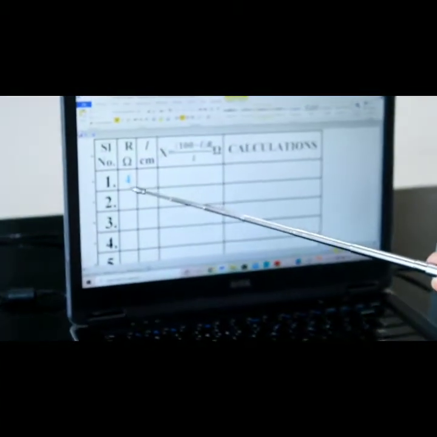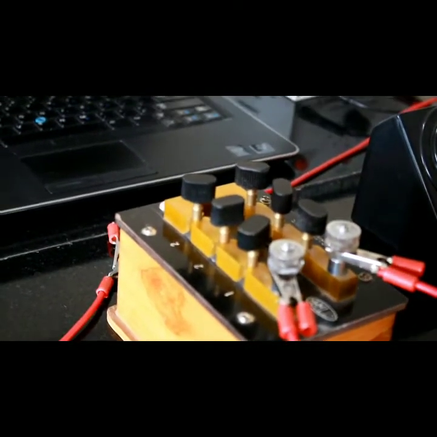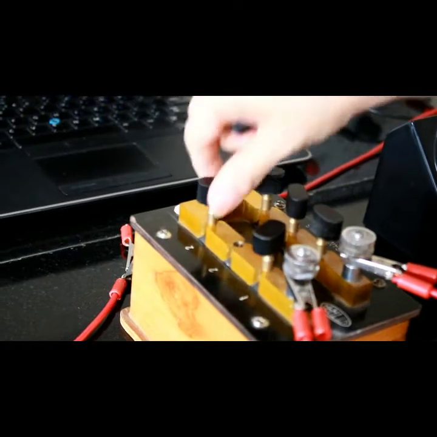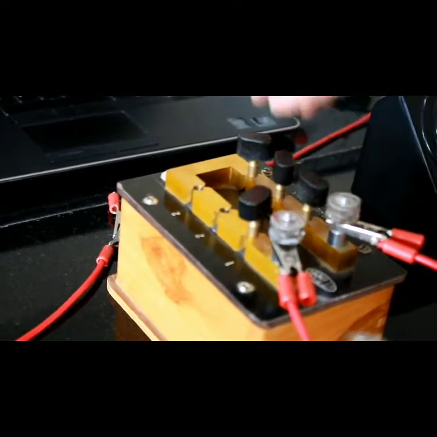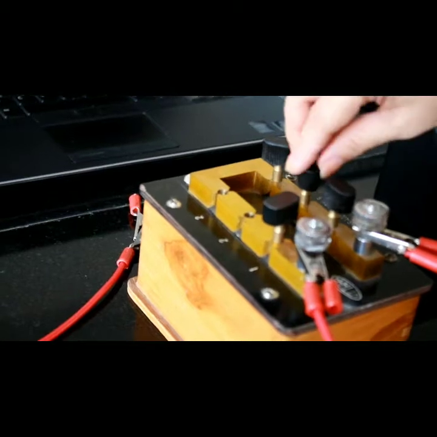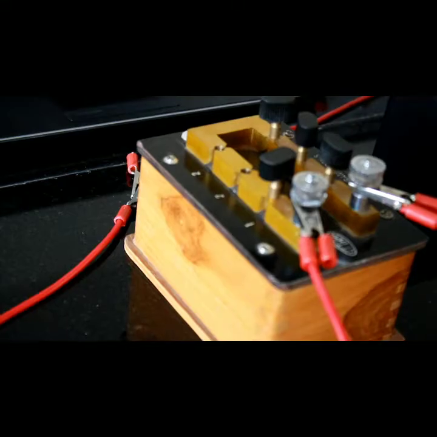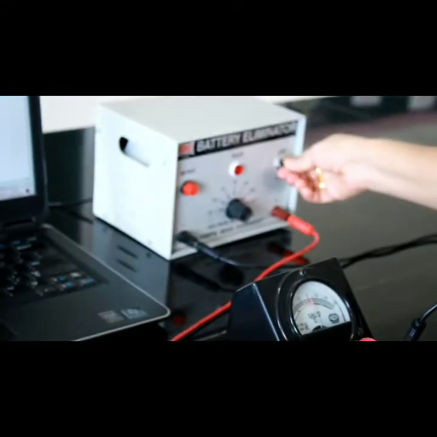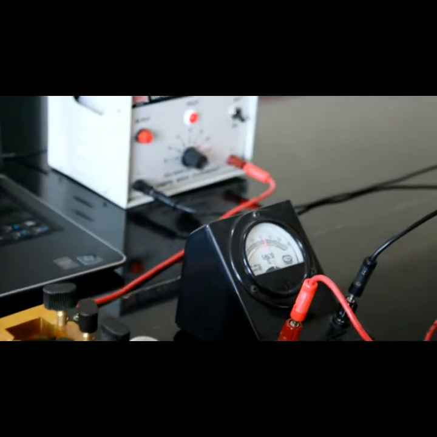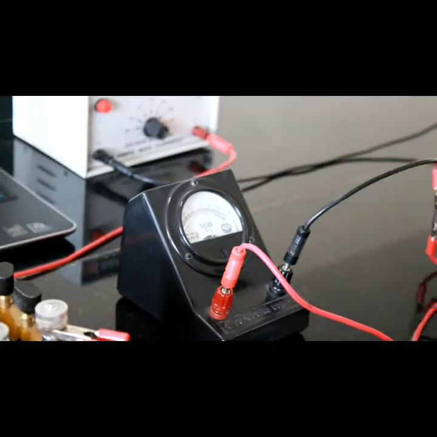We will start with the first trial where R is equal to 4 ohm. We will remove 4 ohms from this box to include that resistance. So this is 2 and 2. We have removed 4 ohms and tightened the other keys so that their resistance is not included in the circuit. Now we put on the battery and we need to take the balance length L. So we check the circuit: it's deflecting to the right and it is deflecting to the left.